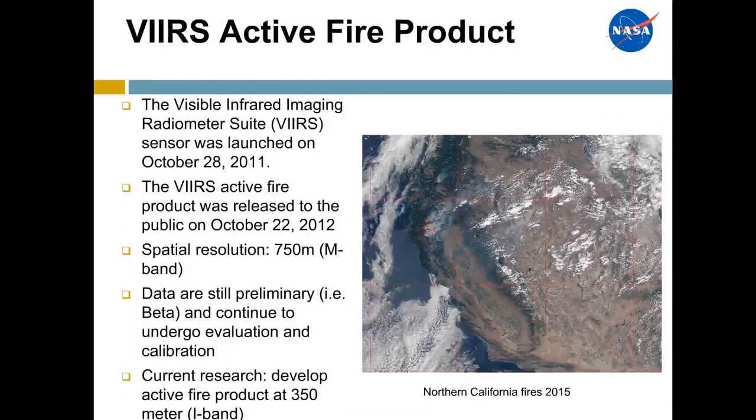A relatively new product is the VIIRS Active Fire product. It provides near real-time active fire locations, currently at 700 meter or the M band, with a beta version of a 350 meter or I band product. This product is developed using an algorithm that detects thermal hotspots on a daily basis.